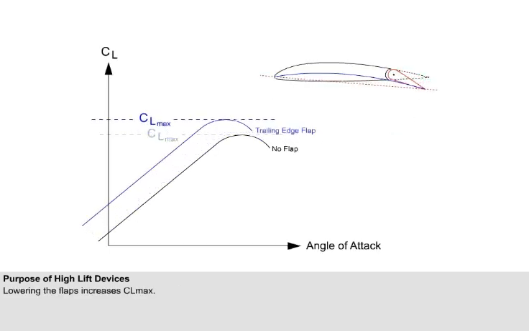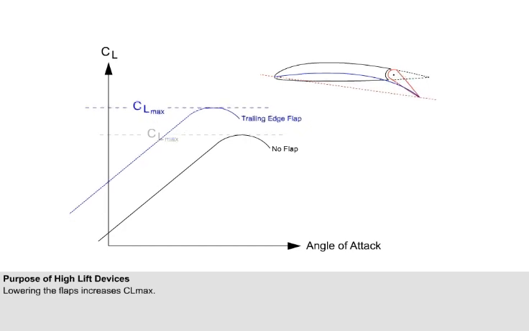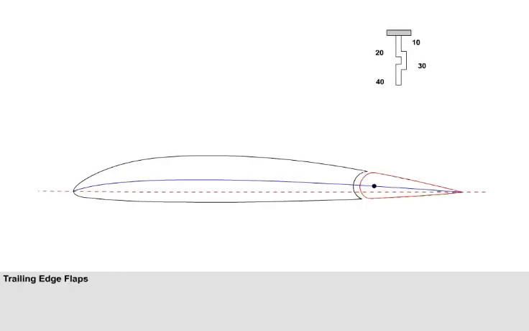CLmax is increased by temporarily increasing the camber of the wing with flaps. Only trailing edge flaps are illustrated for the moment. Flaps are a hinged portion of the trailing or leading edge of the wing that can be deflected downwards and so produce an increase in camber. For low-speed aircraft, the flaps will be on the trailing edge only, but on high-speed jet transport aircraft, there will be flaps on the trailing edge and the leading edge. We will consider the common types of trailing edge flap first.